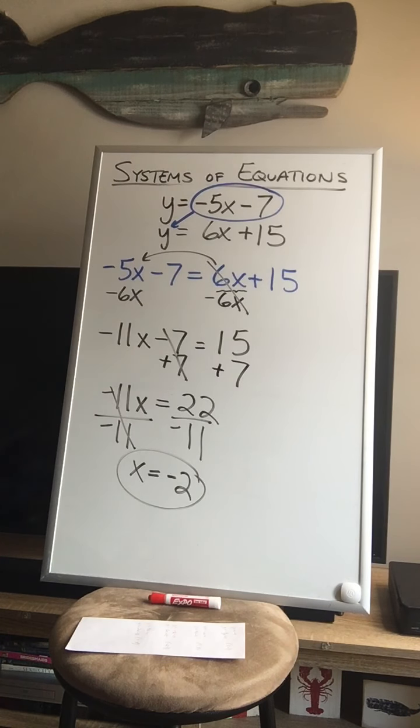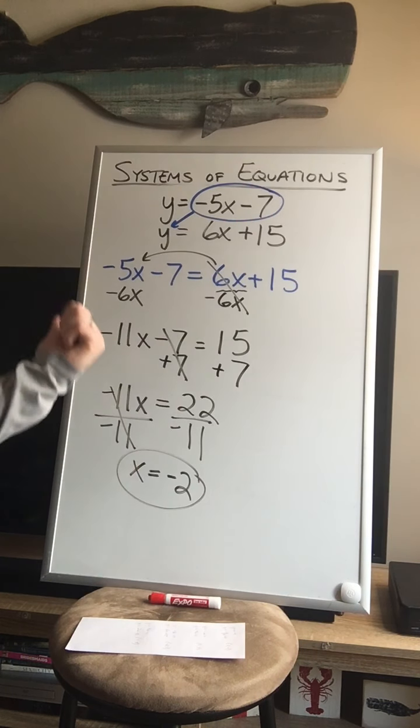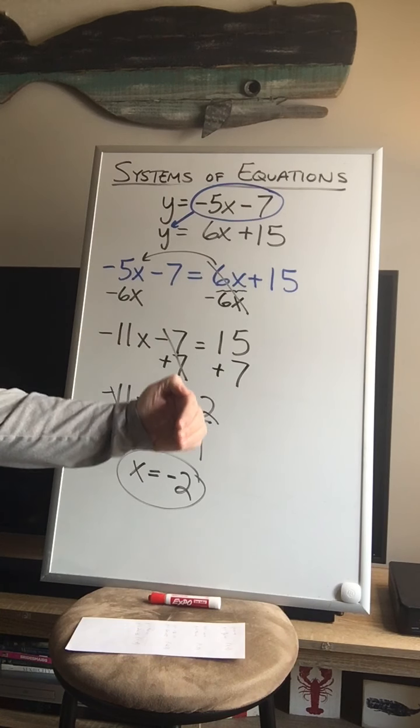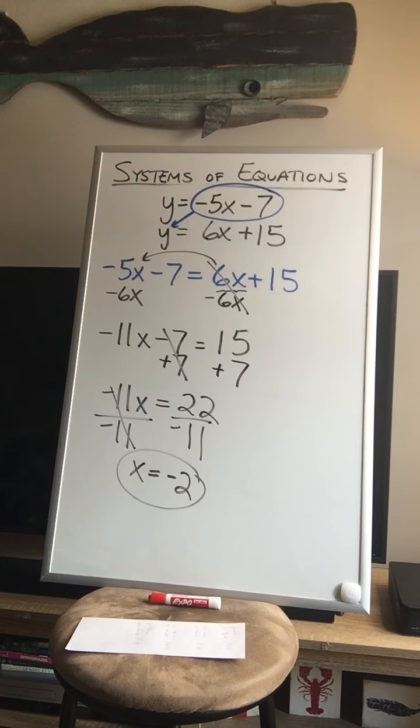But again, remember, we are not done these problems until we have a set of coordinates. So you can't just say, oh, the answer is x equals negative 2. Remember the two problems we just did, we had to give an x and a y so we could locate the point in the coordinate plane.